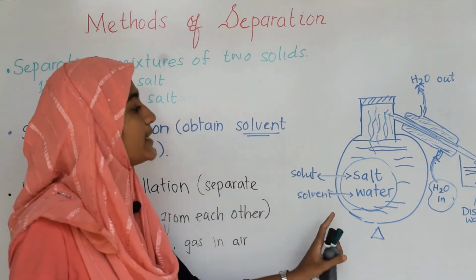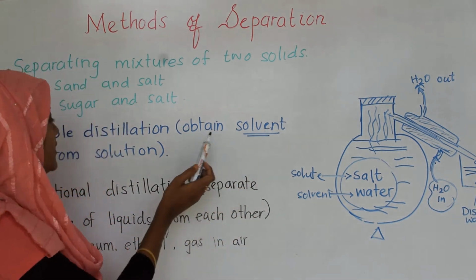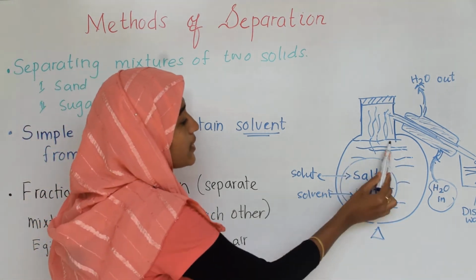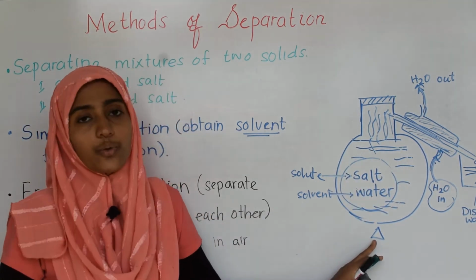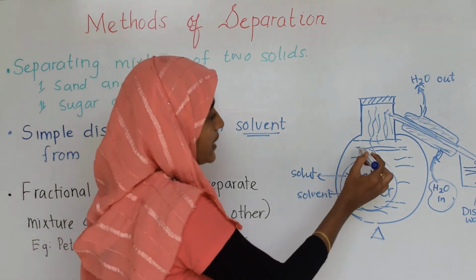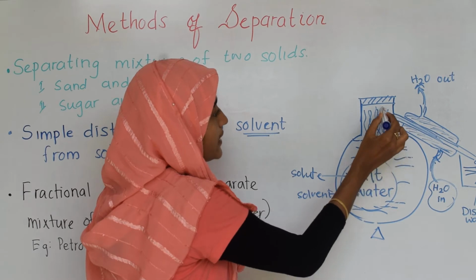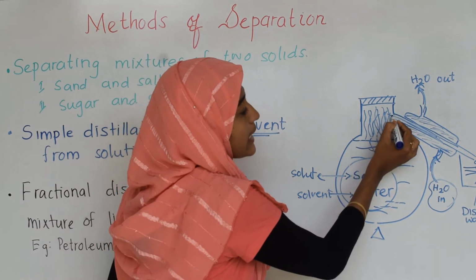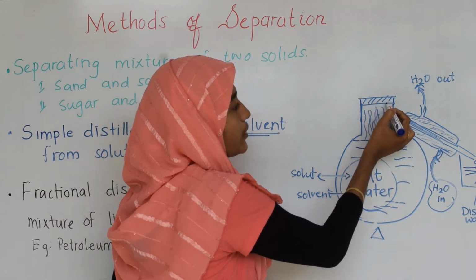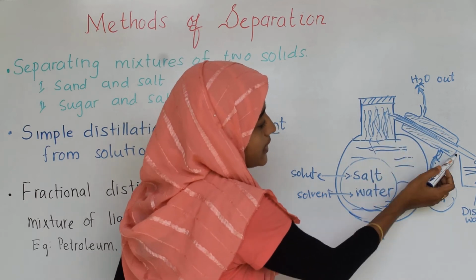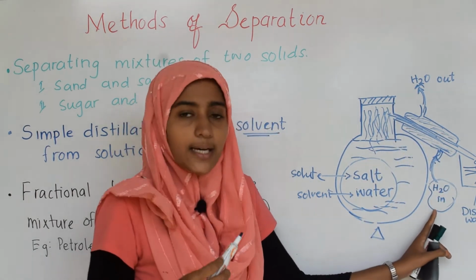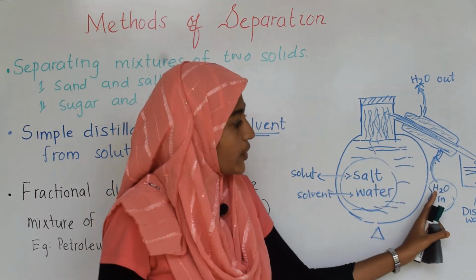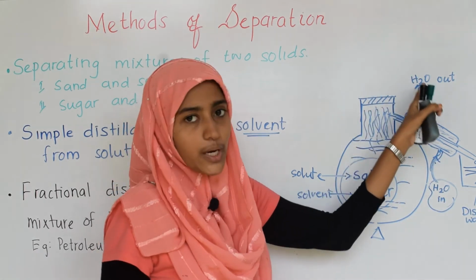So this simple distillation is used to obtain solvent from its solution. Once again, you have the solution over here. You heat the solution. What happens when you heat the solution is the solvent evaporates. Now in this case the water evaporates and goes through this pipe. It cannot go out, it's sealed, so it goes through this condensing tube. The condensing tube is wrapped with the condenser, through which cool water goes in and hot water comes out through another part.